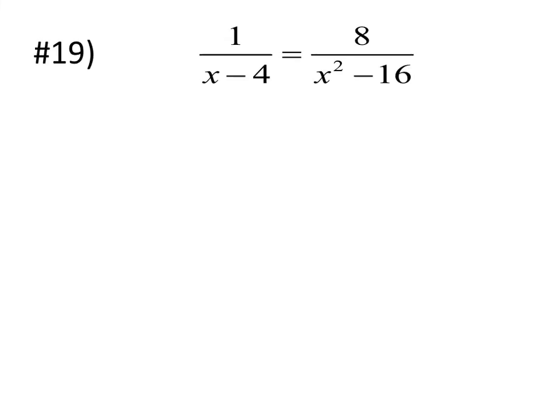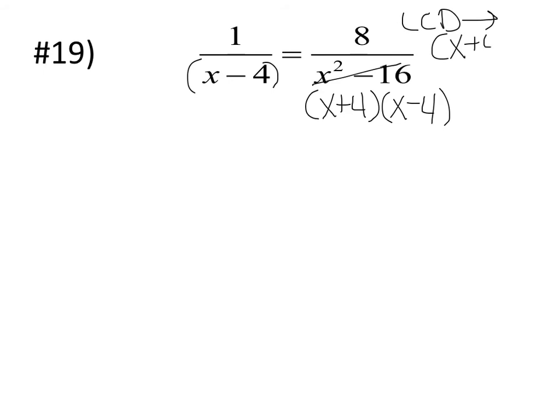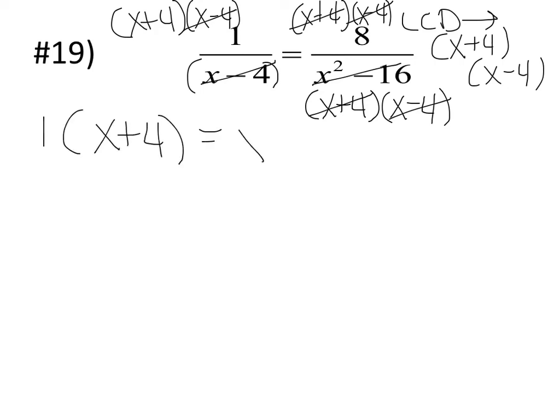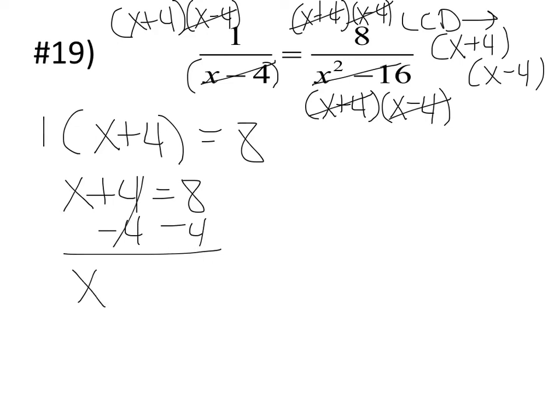Oh my goodness, difference of squares again. So we have x minus 4, and then this changes to x plus 4 times x minus 4. So your LCD is going to be x plus 4 times x minus 4. And that's what gets multiplied by each piece. Here the x minus 4s will cancel. Here both cancel. So you're left with 1 times x plus 4 equals 8. If you distribute a 1, you still just get x plus 4. Subtract 4 from both sides, and you get x is equal to 4.